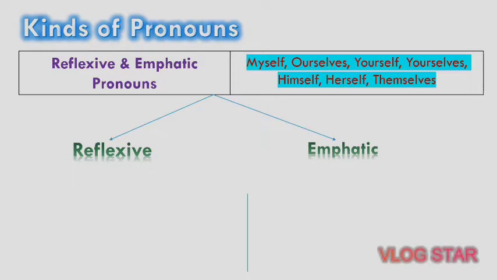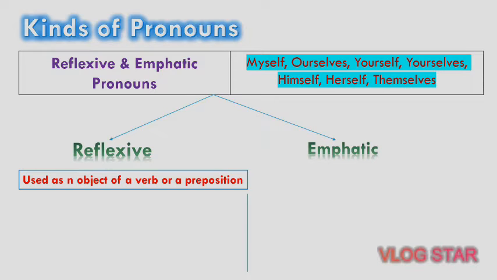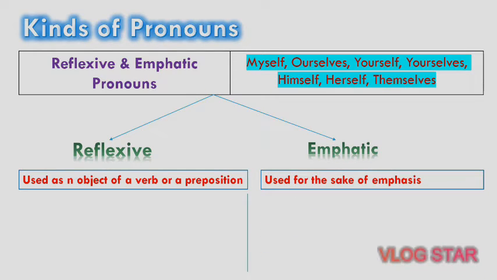As far as reflexive pronouns are concerned, when the self pronoun is used as an object of a verb or a preposition, it will be called a reflexive pronoun. On the other hand, when the self pronoun is used for the sake of emphasis, that will be called an emphatic pronoun or emphasizing pronoun. Now these are the two basic differences. Reflexive pronouns are used immediately after the verb or after a preposition. On the other hand, the emphatic pronoun is generally used after the subject or after the noun it refers to. So this is the basic difference between reflexive pronoun and emphatic pronoun.